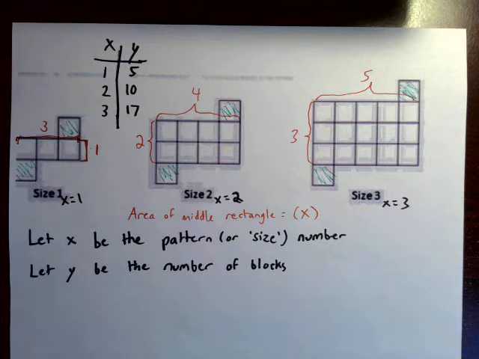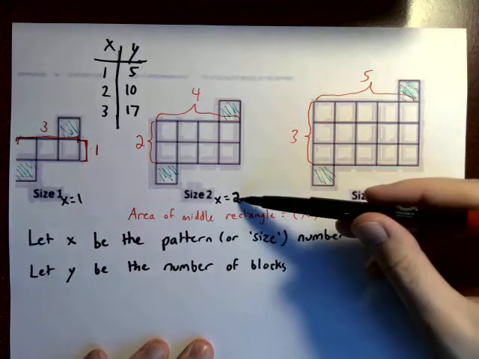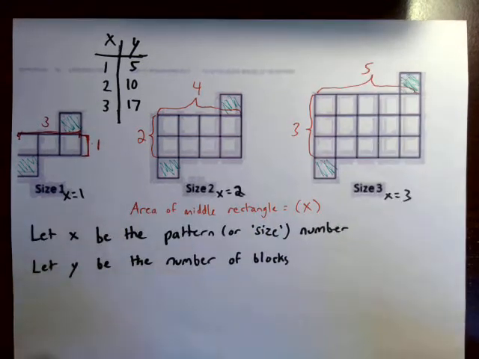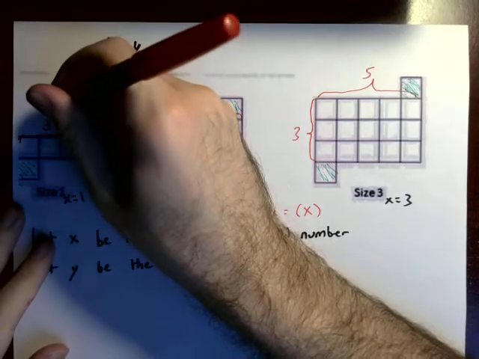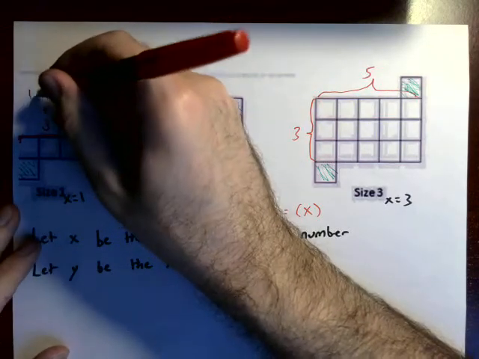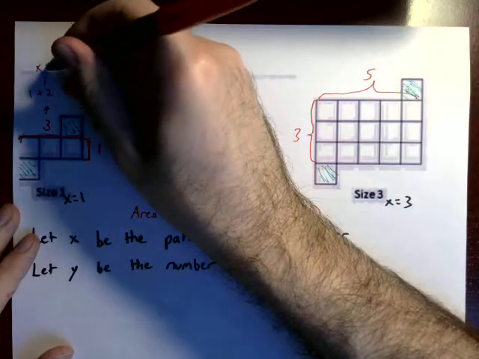And then the other thing to do here is maybe let's try and see if there's a way that we can relate the other side length to the pattern number. So how can we relate the number 1 to the number 3? Well, I would ask myself, how could I relate that? And I would think, well, if you add 2 to 1, then you're going to get 3. So that would be 1 plus 2, which is like saying x plus 2.